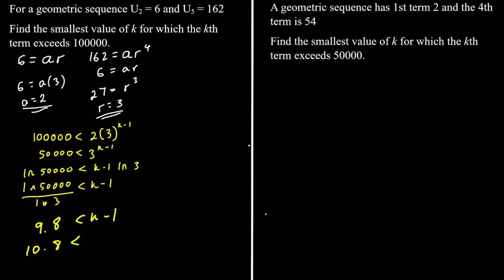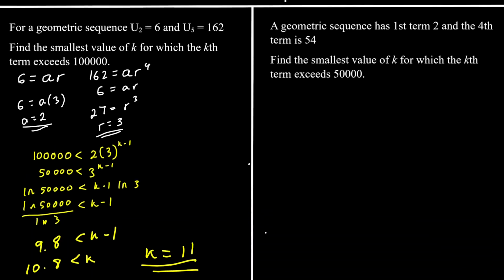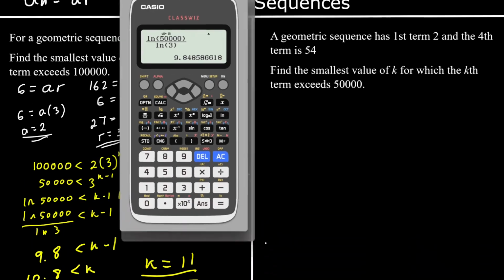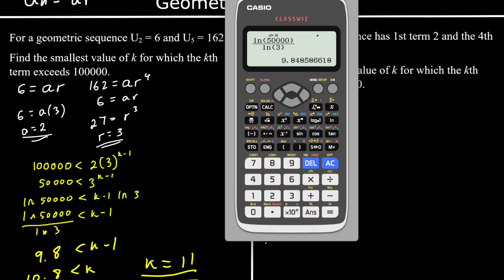So add 1 to both sides. K has to be bigger than 10.8. So k will have to be 11. 11 is the smallest value of k for which the kth term exceeds 100,000. And we can of course check. So if we have a, which is 2, times r, which is 3, to the power of k minus 1, so k minus 1 is 10, 11 minus 1. We can see it's above 100,000. If it was 9, it's below.